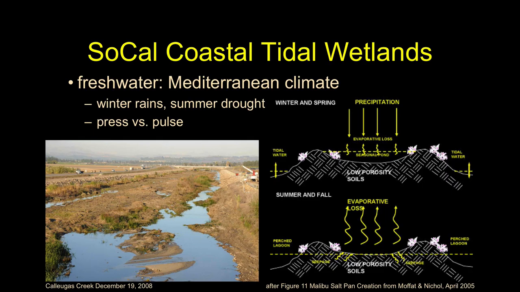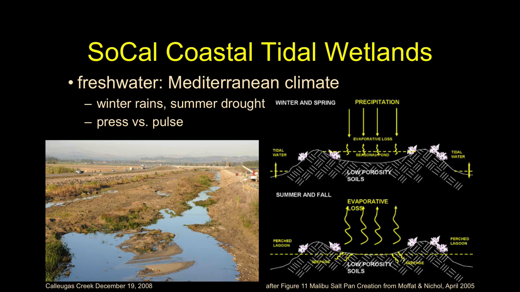Again, our rain, whenever we get rain, right? In theory, we get rain. In theory, when we get rain, it's during the winter time, and pretty much most summers we have nothing. And this really puts us into much more of a press versus pulse type situation.